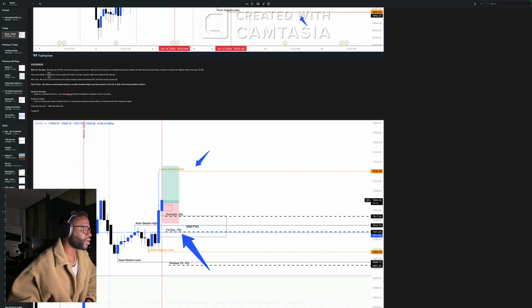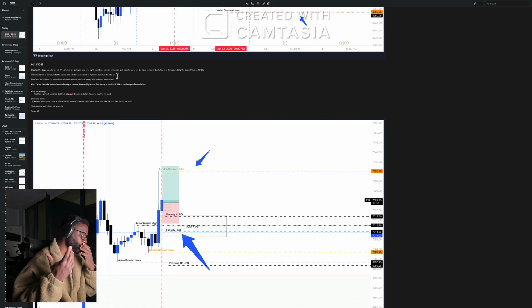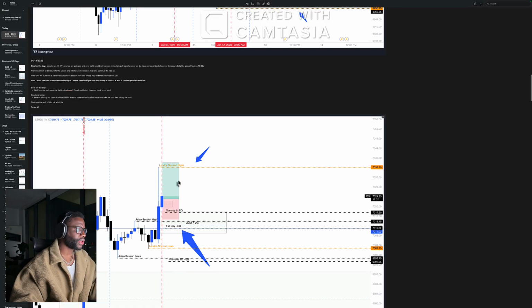Plan one is to break structure to the upside, take London session highs, and continue the ride up. So that was the first thing, right? That's what I thought was going to happen. It was like, we're going to continue this ride up. And that's when I wrote this, where I took the screenshot.